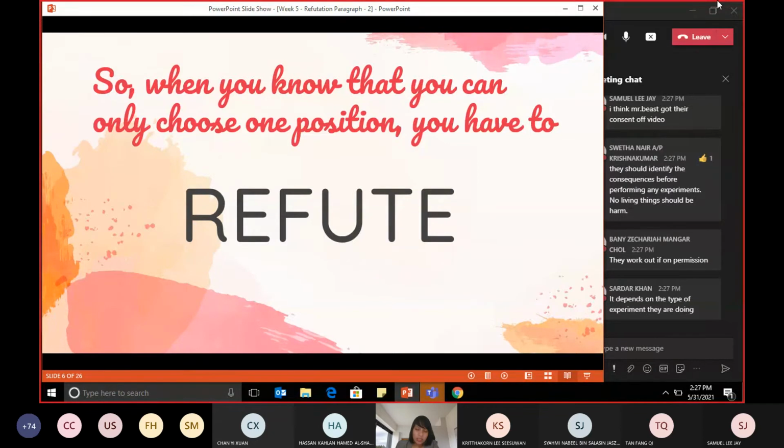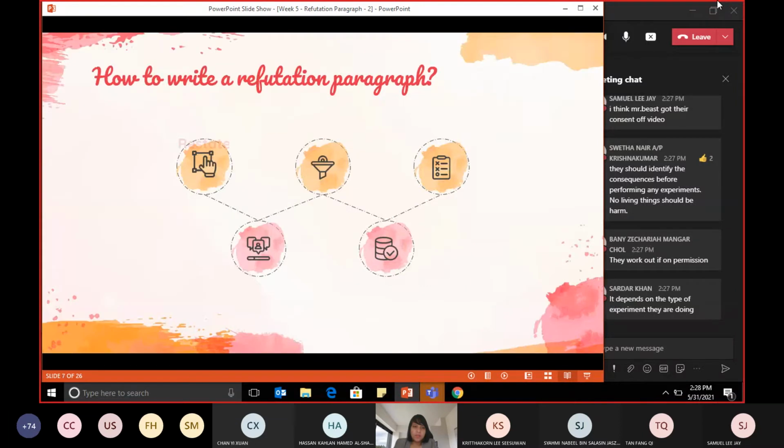So how to do that? When you are writing a refutation paragraph, you must restate the topic that you are discussing, and then you have to refute. You have to state what the views are that were mentioned by the opposing party, and then you have to support. When you want to show that your information is better compared to the information mentioned by the opposing views, you have to support, and then you also have to conclude. Conclude is like you are providing a warrant to what you stated before you conclude everything, and then mission accomplished.